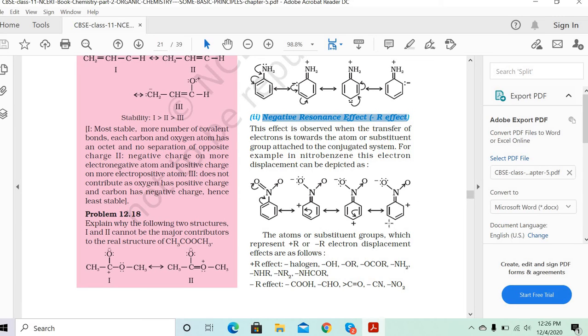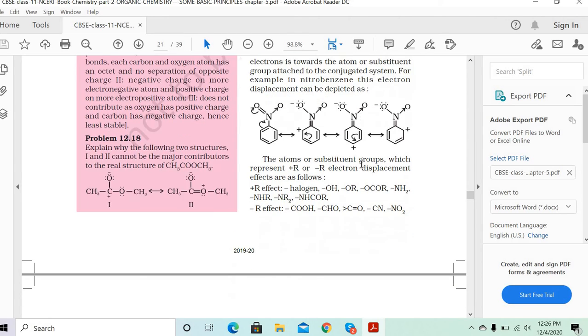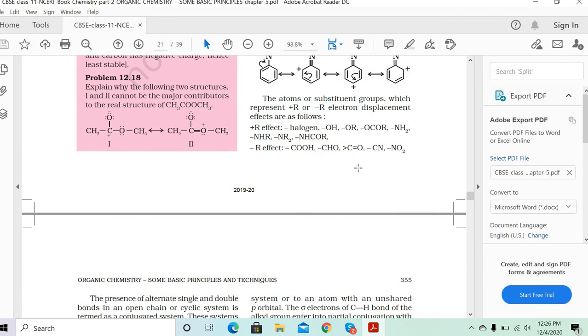Clear? So this is called the negative R effect. Why is it negative R effect? Because in the NO2 group, if you see, the resonance is happening with the oxygen, which is negative. All the time the oxygen has a negative charge on the NO2. That's why it's called electron withdrawing. Because of this, it tries to take the electron from the benzene. Got it?